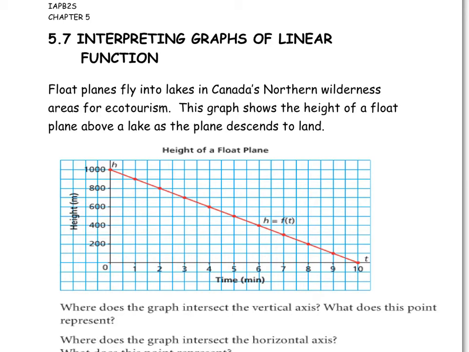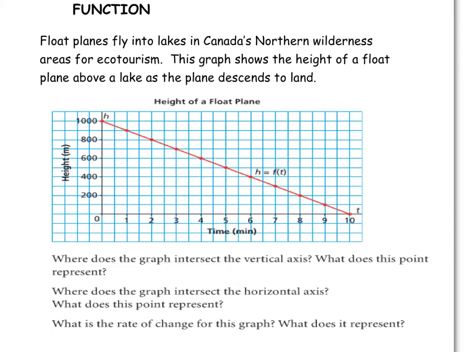All right, well, let's interpret this graph a little bit. Where does the graph intersect the vertical axis? Okay, so notice this line crosses the vertical axis at 1,000. What does this point represent? Well, this is the point at time 0, so probably at its highest point. This is the highest point of the plane. So the plane would have flown at 1,000 meters, and all of a sudden it decides to land, so then it would slowly start descending. All right, so maybe I'll write that down.